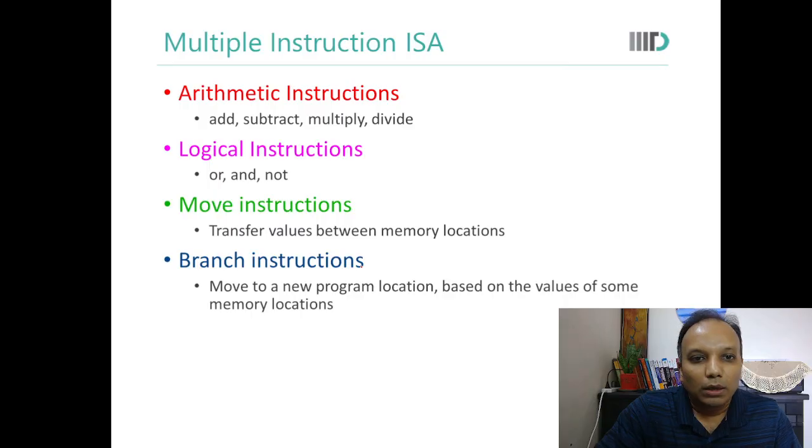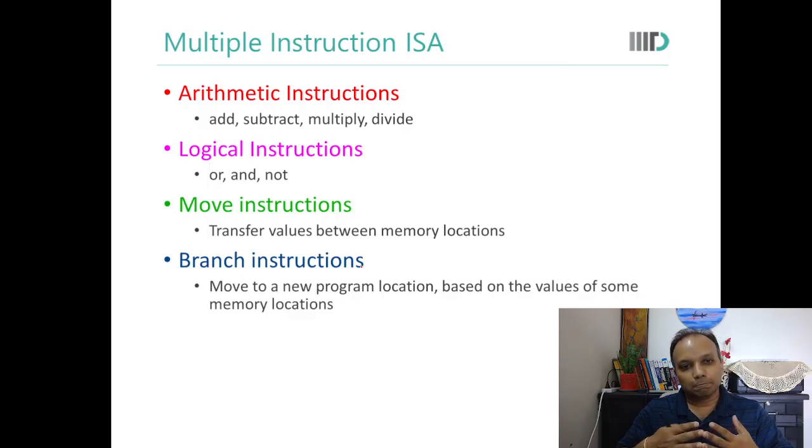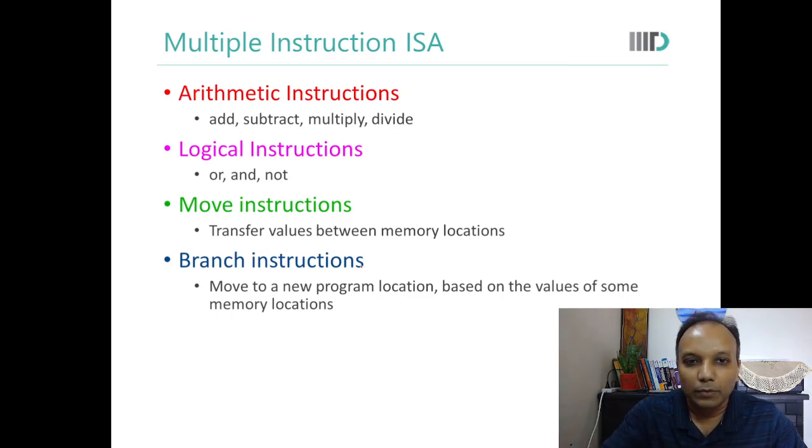If we look at a more practical ISA like this multiple instruction ISAs, we need arithmetic instructions like add, subtract, multiply, divide, etc. We need logic instructions like AND, OR, NOT, NAND, etc. We need move instructions like load, move, store, etc. And also we need branch instruction for changing the sequence of execution in the code. All right.